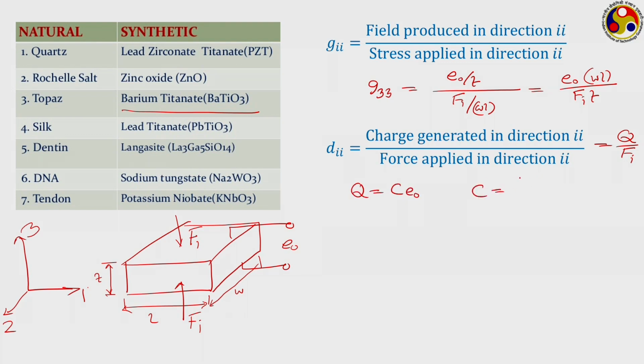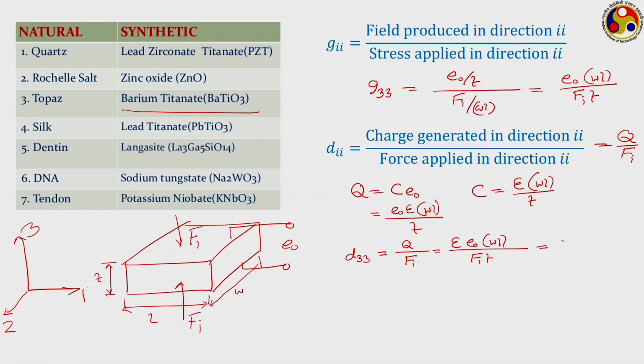C will be equal to the dielectric constant into the area divided by the distance between the plates, that is epsilon WL by T. So, Q refers to E naught into epsilon into WL divided by T. If you put this back into the expression of D33, then D33 will be Q upon Fi. So you get epsilon E naught WL by Fi into T, and comparing with the earlier expression, this is equal to epsilon into G33.